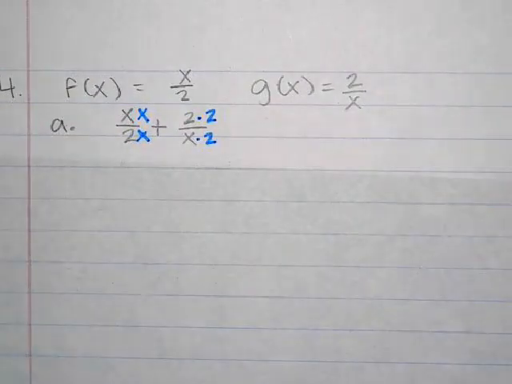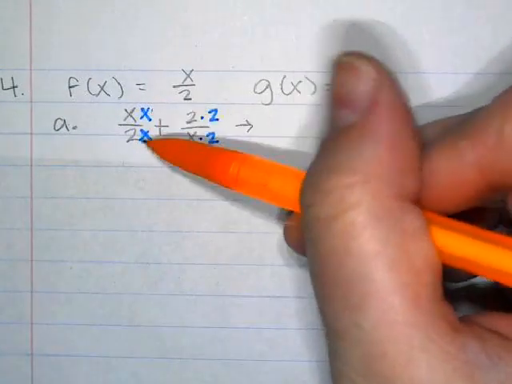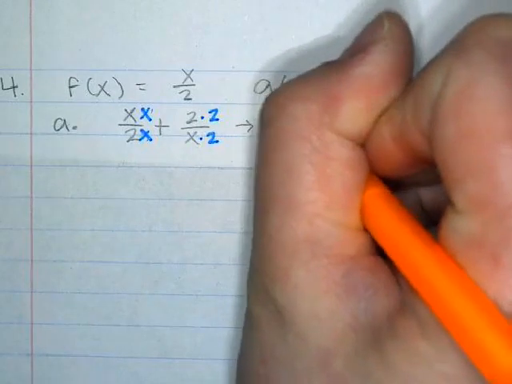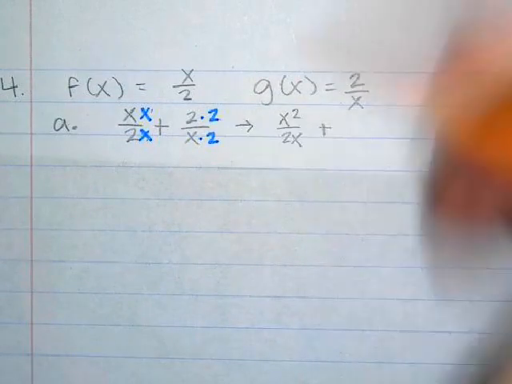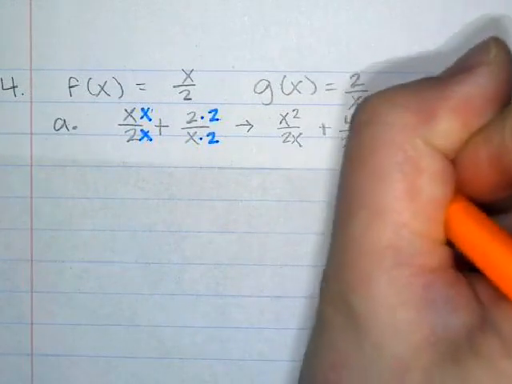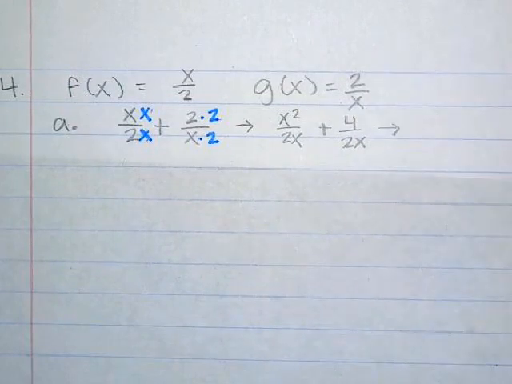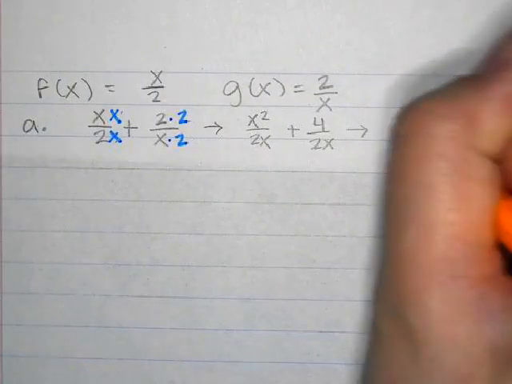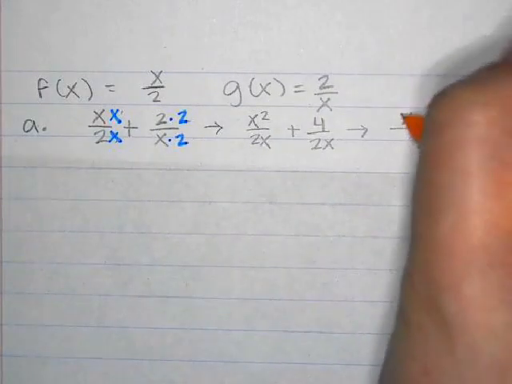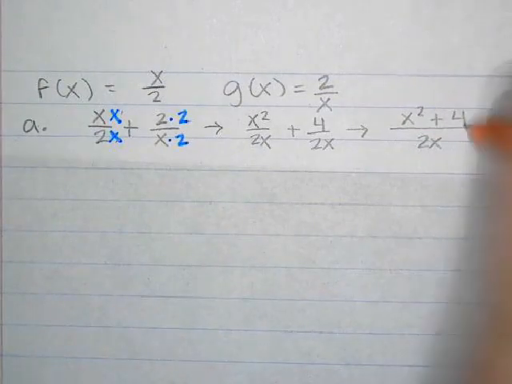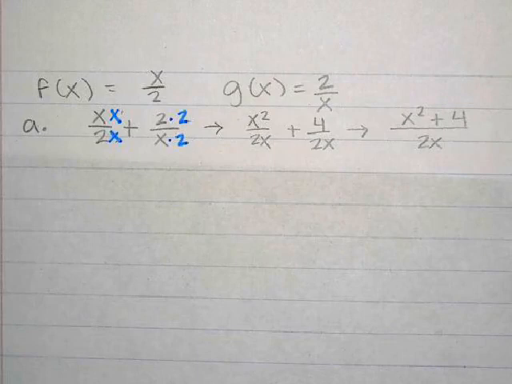Okay, so now my first fraction is x squared over 2x. My second fraction is 4 over 2x. And now I can go ahead and write it as one fraction with a common denominator. So the common denominator is 2x, and I've got x squared plus 4. So that's what I get when I add the fractions together. Does that make sense? Okay.